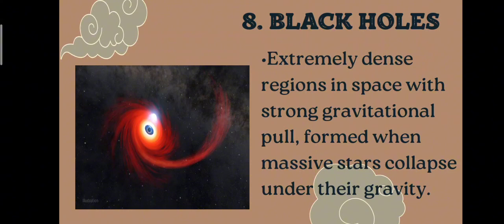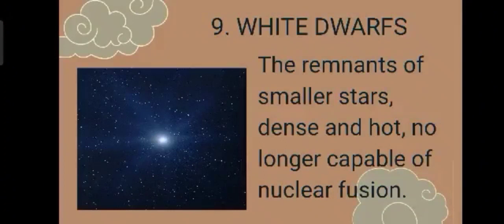Number 8 is black holes. These are extremely dense regions in space with strong gravitational pull, formed when massive stars collapse under gravity. White dwarfs. The remnants of smaller stars, dense and hot, no longer capable of nuclear fusion. White dwarfs are the remnants of smaller stars that have exhausted their nuclear fuel. They are dense, hot, and incredibly stable objects.